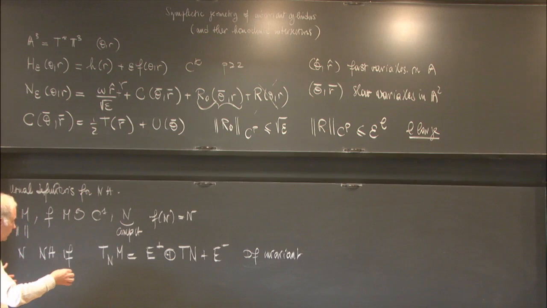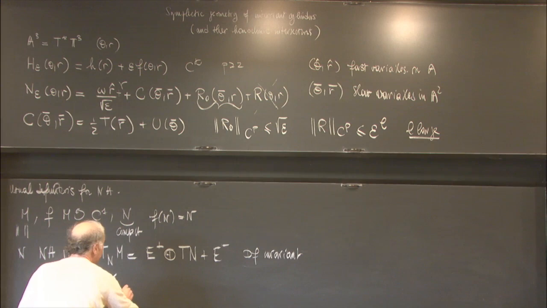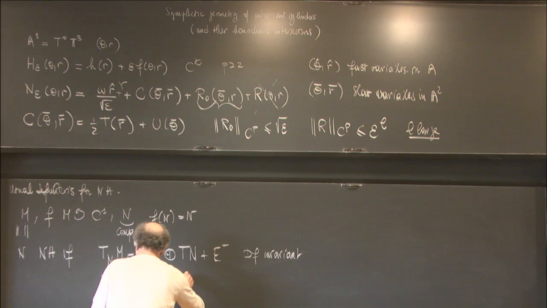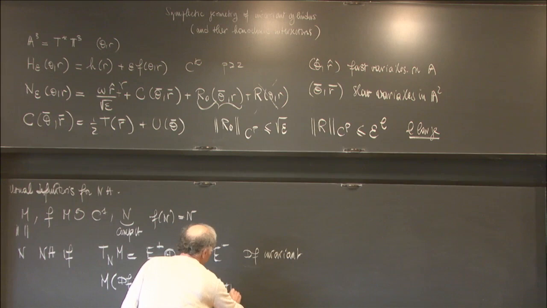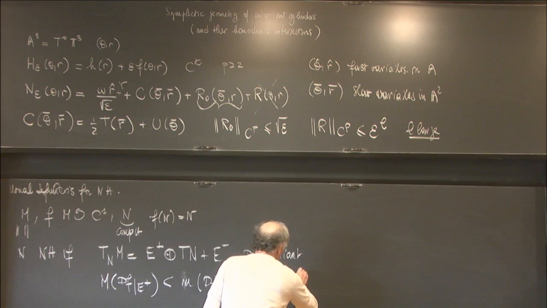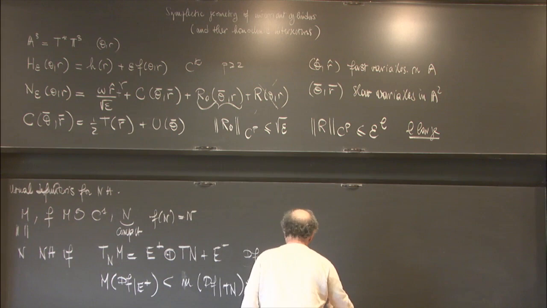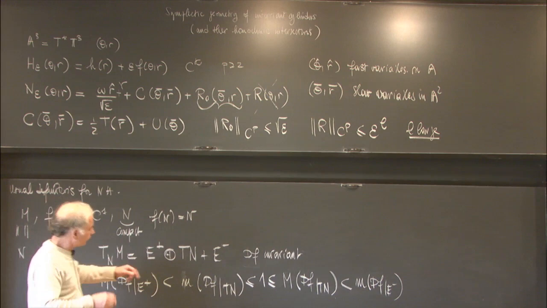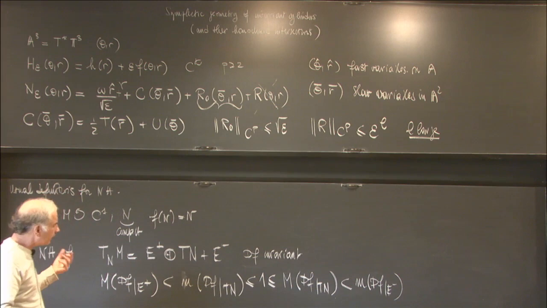And a domination condition, which is that the norm of DF restricted to E plus, E plus is stable and E minus is unstable for me, is smaller than the co-norm of DF restricted to TN, smaller or equal to 1, smaller or equal to the norm of DF on TN, and smaller than the co-norm of DF on E minus. And you can also take this at the power k to have a k-hyperbolicity notion.